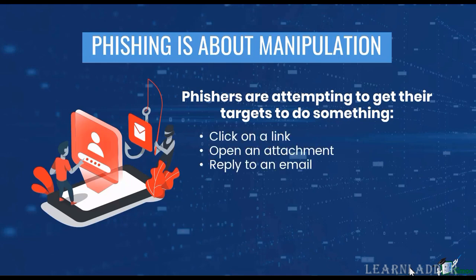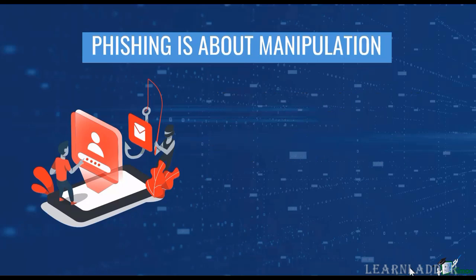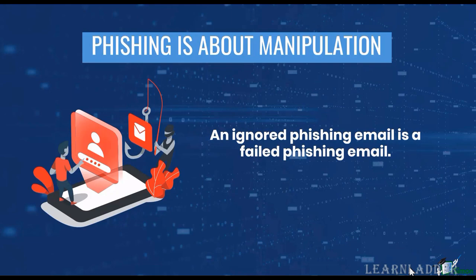This is because phishing is often the starting point in an attack. The phishers are trying to steal data, compromise credentials, plant malware, or potentially steal money. If their target doesn't do what the phisher needs them to do to move on to the next stage in the attack, the attack does not happen. In the end, an ignored phishing email is a failed one.